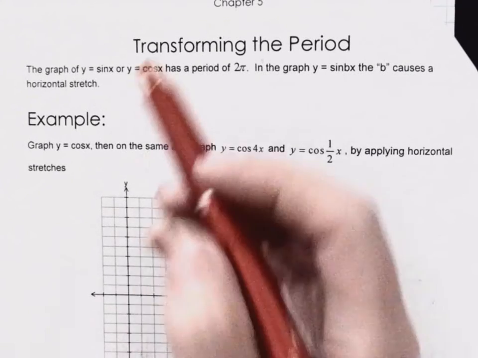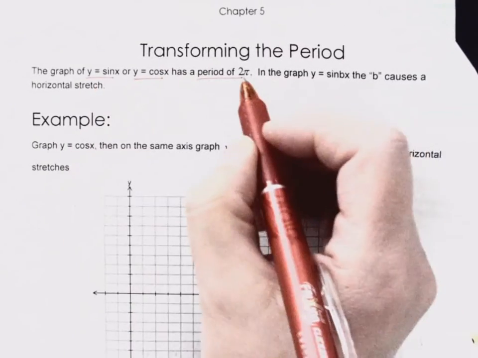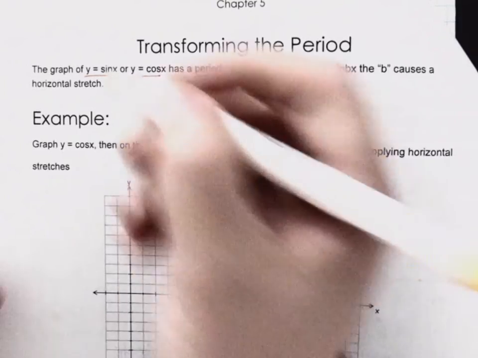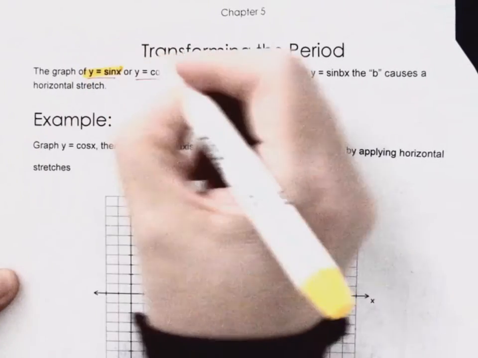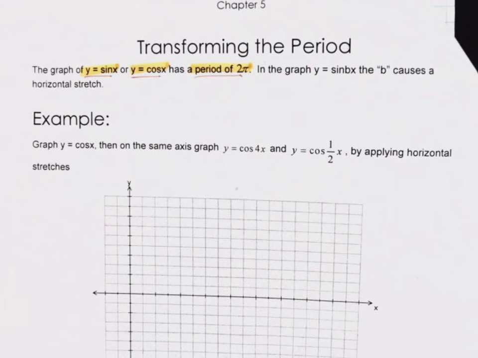Okay, do you guys agree that the period on the basic sine graph and the basic cosine graph is 2 pi? Good. Okay, look at that. We are brilliant people. Okay, good job, everybody.